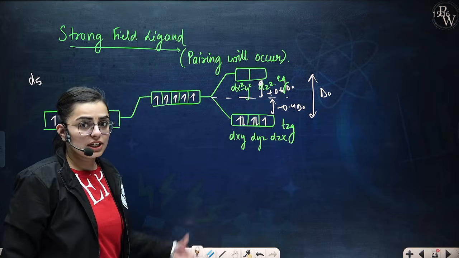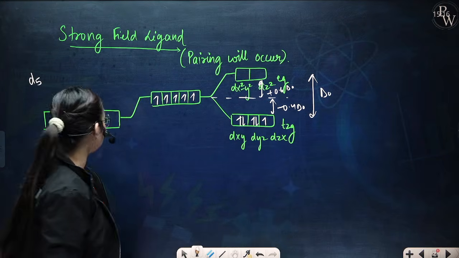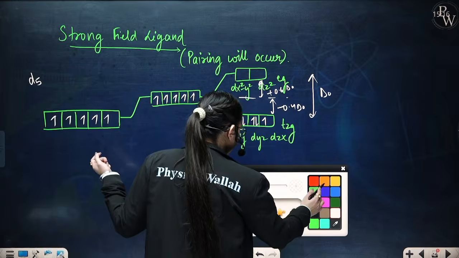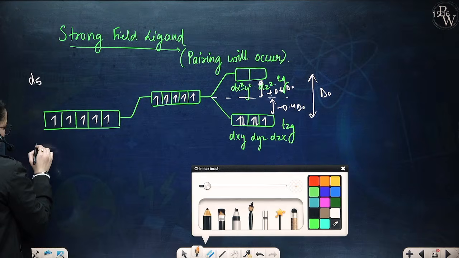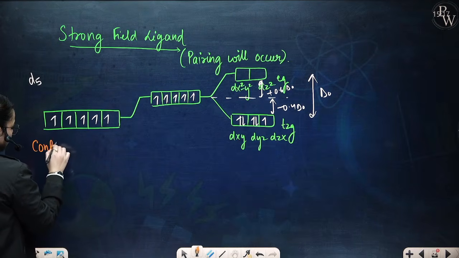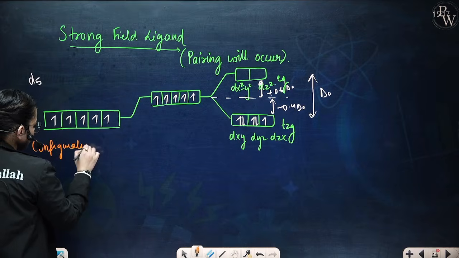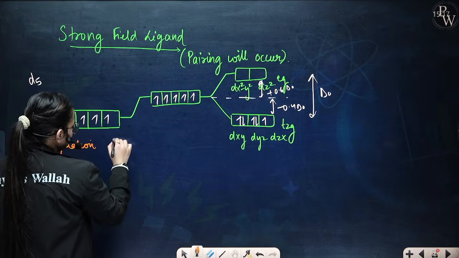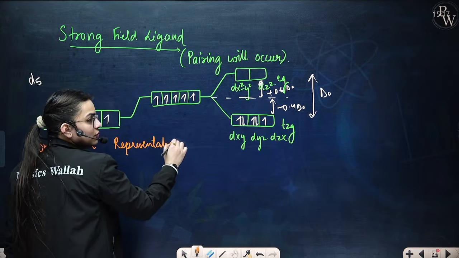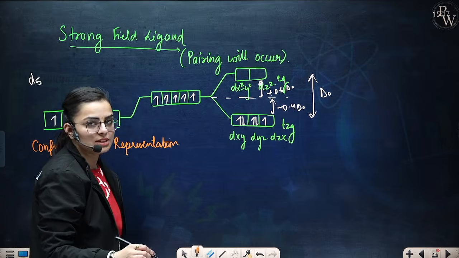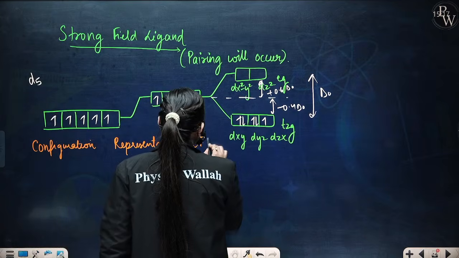Is it clear? Now we can calculate similarly for the strong field ligands. For strong field ligand as well, we will write the configuration over here and then the representation, just as we did in the previous case, and then one more thing, that is the CFSE value.